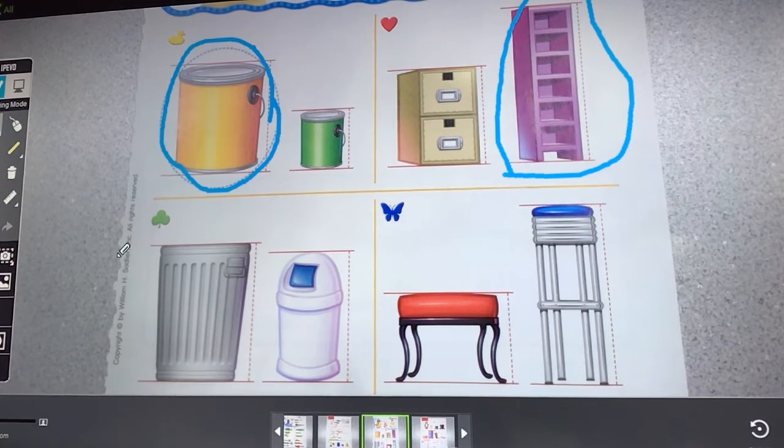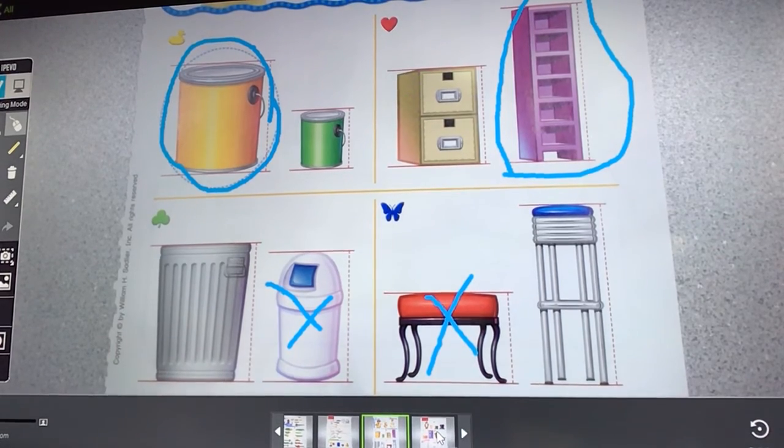Down in the green clover, we have trash cans. But now we're looking for the one that is shorter. Put an X on the one that is shorter. And that would be the white one. Sliding across, we have two stools. Which one is shorter? Yep, the red one.